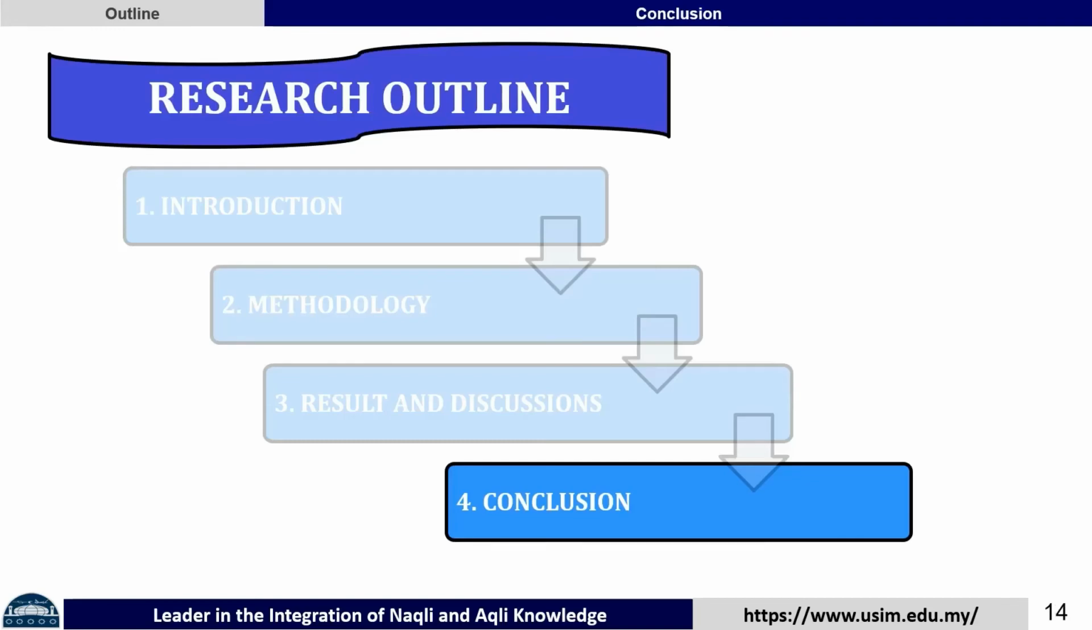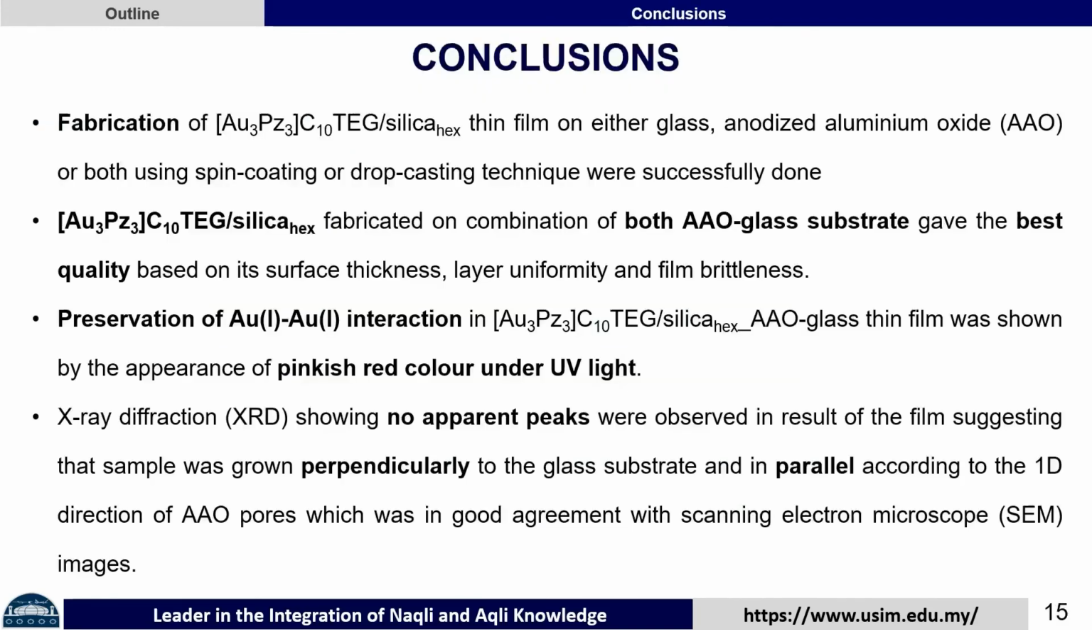Lastly, for the conclusion, firstly, we can conclude that fabrication of nanocomposite thin film on either glass, AAO, or a combination of both using spin coating or drop casting technique was successfully done. Secondly, the nanocomposite fabricated on a combination of both AAO and glass substrate gave the best quality based on its surface thickness, layer uniformity, and film brittleness.